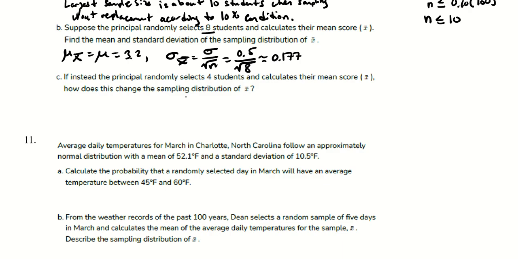All right, if instead the principal randomly selects 4 students and calculates their mean score, how does this change the sampling distribution of x bar? The standard deviation will go up because you're going to have a smaller denominator. And a smaller denominator means a bigger number. Okay? So the mean will remain the same. But the standard deviation will increase.